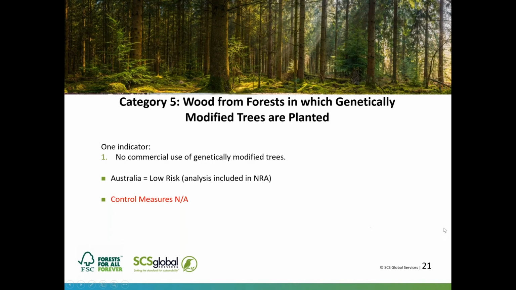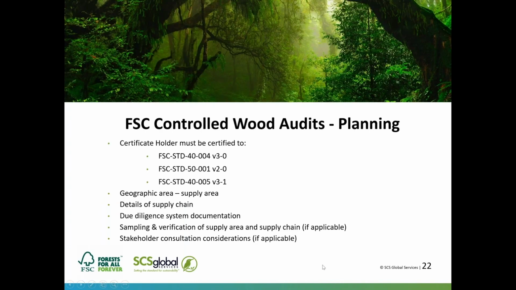Perfect. And that brings us to the last category, which has to do with genetically modified trees, where the working group looked at one indicator, no commercial use of genetically modified trees. And across the board, they found that there's low risk in Australia, and consequently, there are no applicable control measures. And that brings us to the end of the 5 categories, and I'll let Nick take over from here.